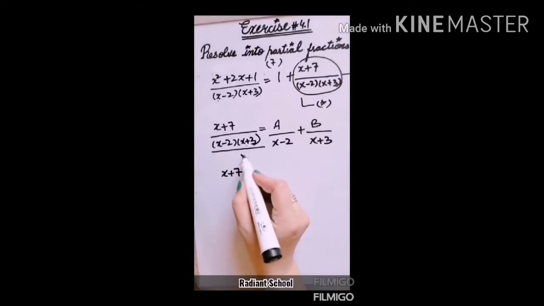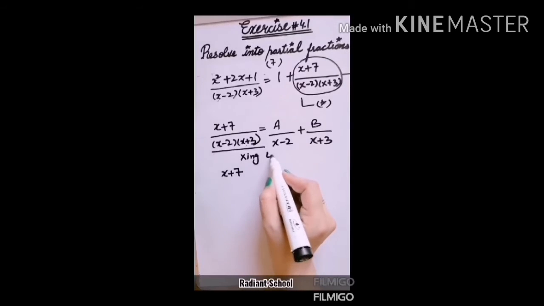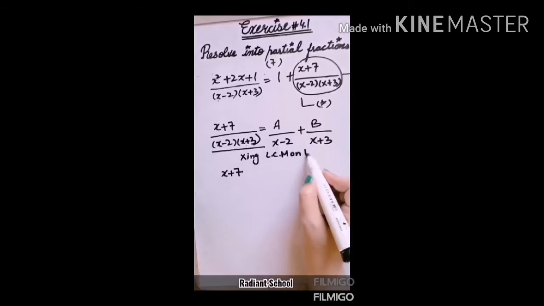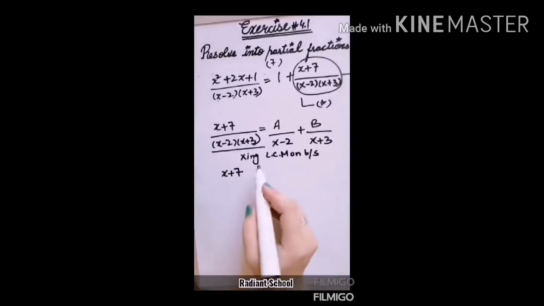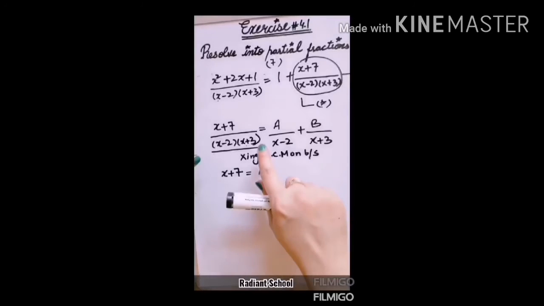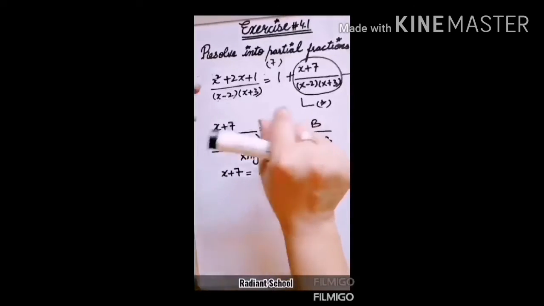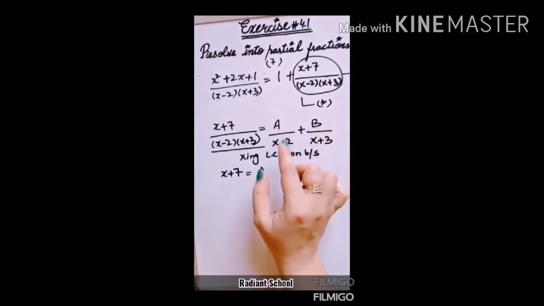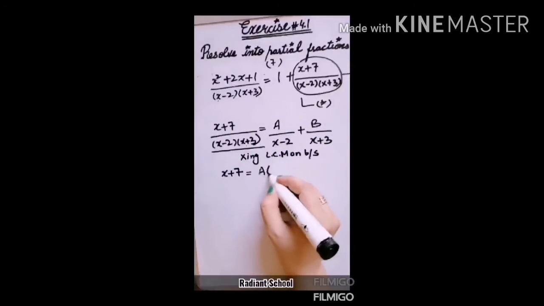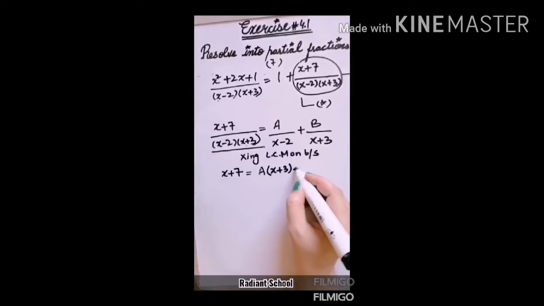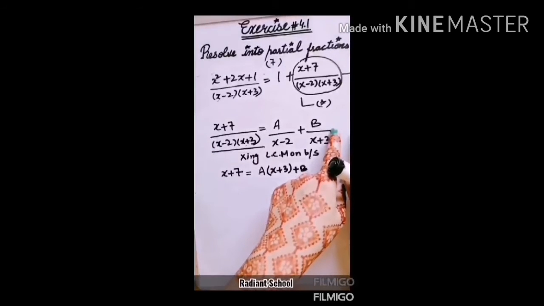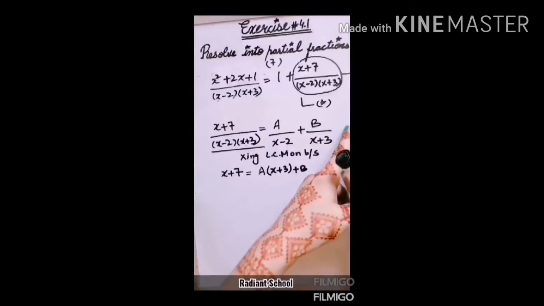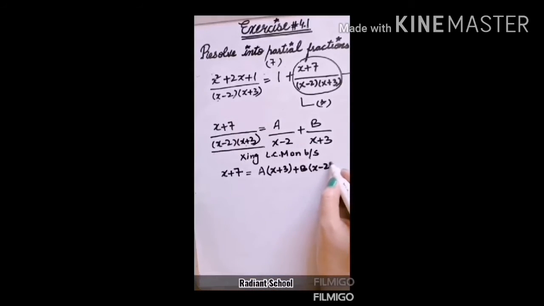After multiplying, you can write here: multiplying LCM on both sides. When you multiply the LCM on both sides, x plus 7 will be left, is equal to capital A. When I multiply this whole expression with the first term A, you can see x minus 2 will be cancelled, and with A, x plus 3 will be left, plus capital B. When I multiply this whole expression with B, you can see x plus 3 will be cancelled and x minus 2 will be left.